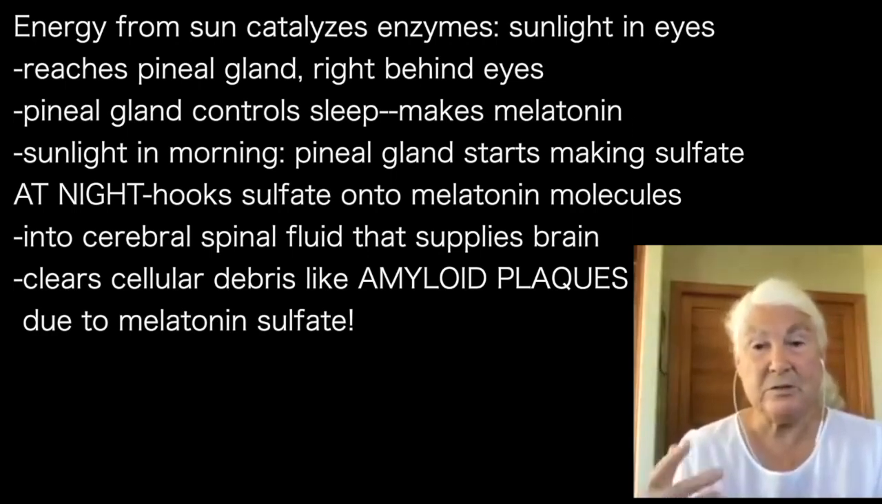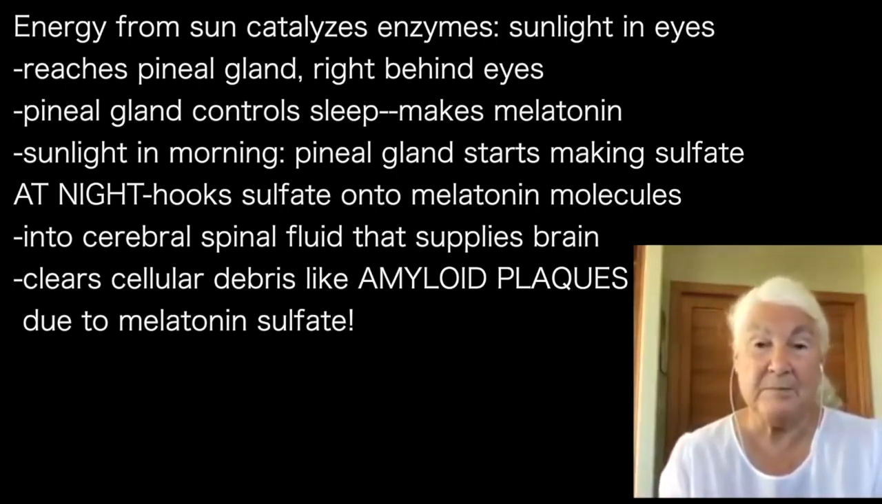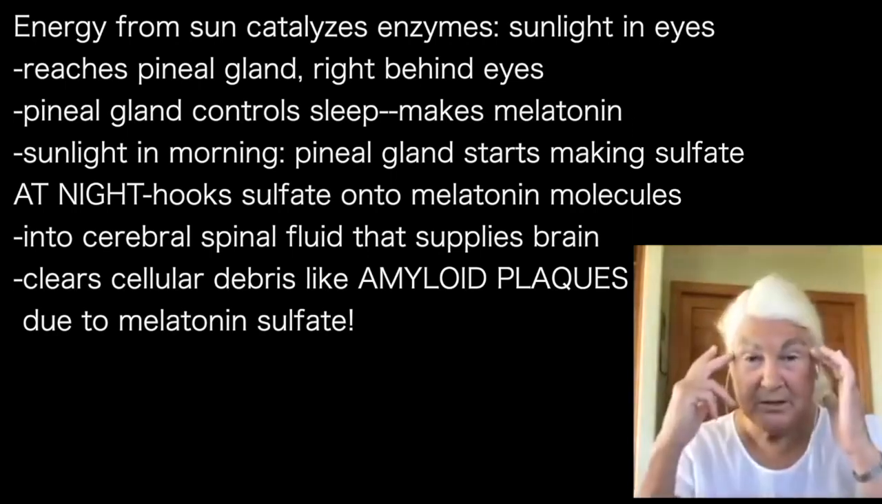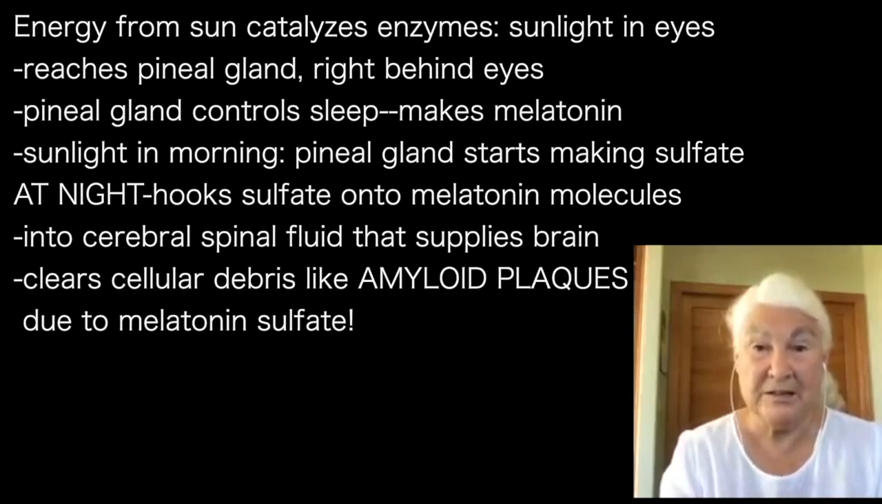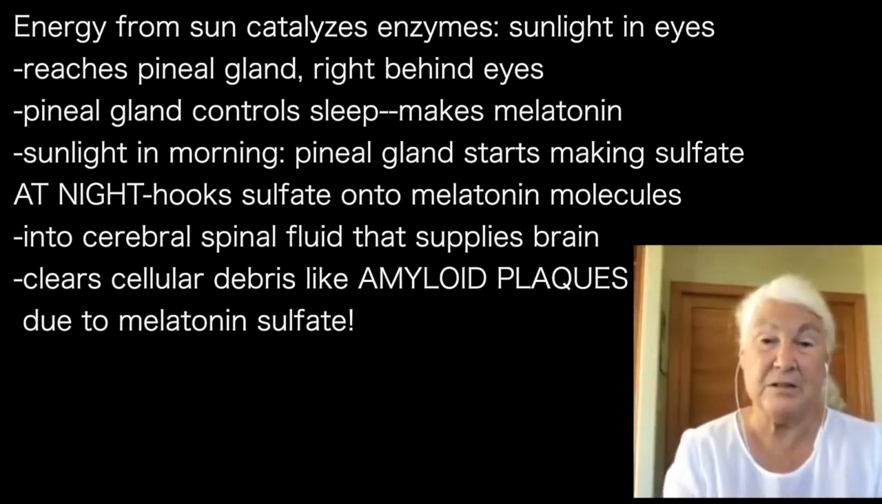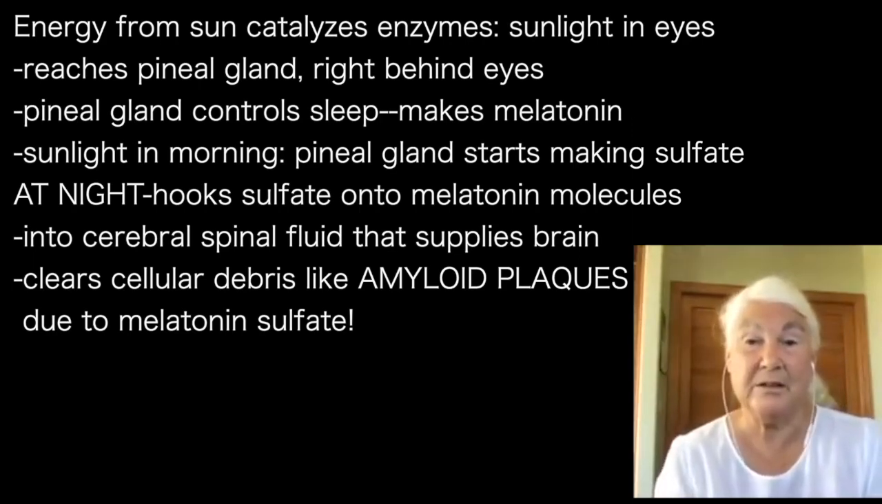But the pineal gland responds to sunlight. So if you get sunlight in the morning, the pineal gland starts making sulfate. It makes sulfate in response to sunlight. And then it uses that sulfate at night and hooks it onto the melatonin molecules that it ships out into the cerebral spinal fluid. So it's making melatonin sulfate and putting it into the cerebral spinal fluid that's supplying the brain with sulfate as well as with melatonin. And those are both really critical to help the brain clear cellular debris, which is what you do while you're sleeping. So it really helps you sleep, but it also helps you keep your brain healthy because you could clear those amyloid beta plaques if you had enough melatonin sulfate.